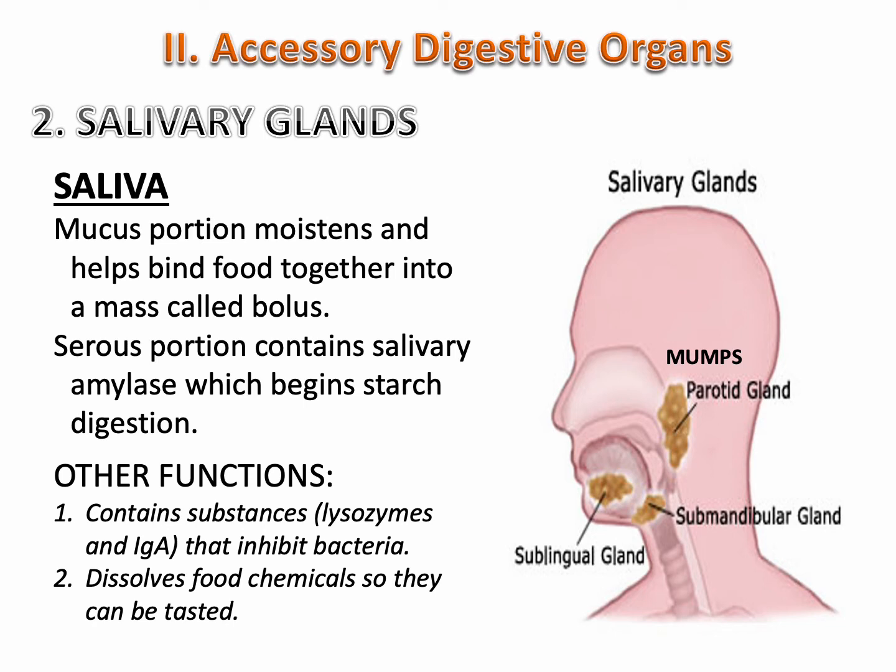Another accessory digestive organs are the salivary glands, which produce saliva. There are 3 pairs of salivary glands which empty secretions into the mouth. The largest of them all is the parotid gland. They lie anterior to the ears.